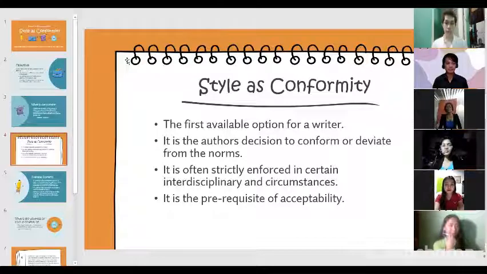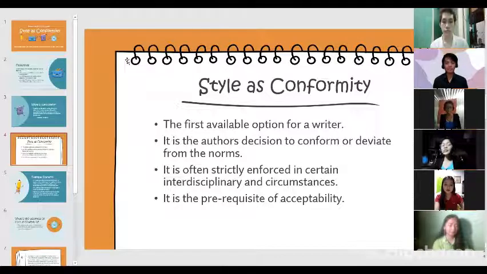Style as conformity, the first available option for a writer. If you are a writer or author, style as conformity is primarily accessible for you. It is the author's decision to conform or deviate from the norms. And also, it is the author or creator's choice to comply with the standards.